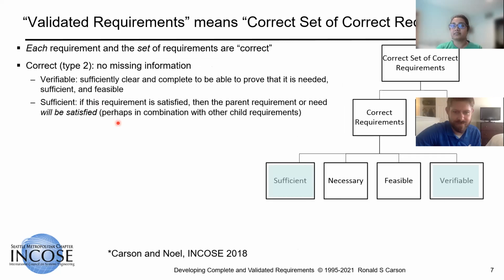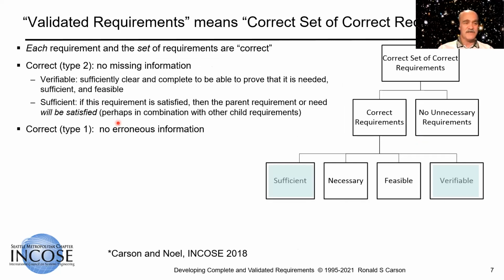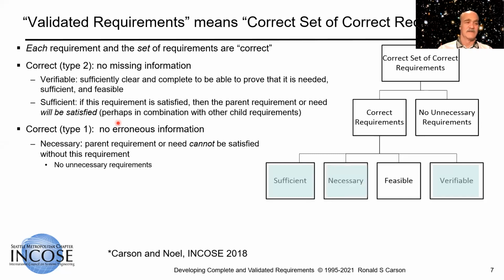But you could prove this analytically and eventually by demonstration. The other type of error, the type 1 error, is that there's no erroneous information. That is, every piece of information, whether it's timing or other performance values or functionality or interface identification or condition statements, it's all correct. So one way to test for that is the necessity criterion, that the parent requirement or need cannot be satisfied without this requirement.